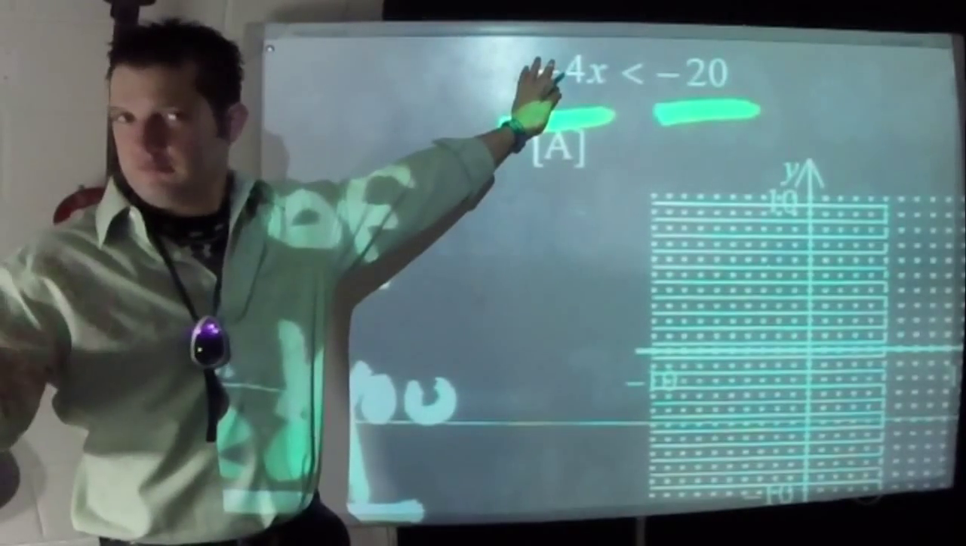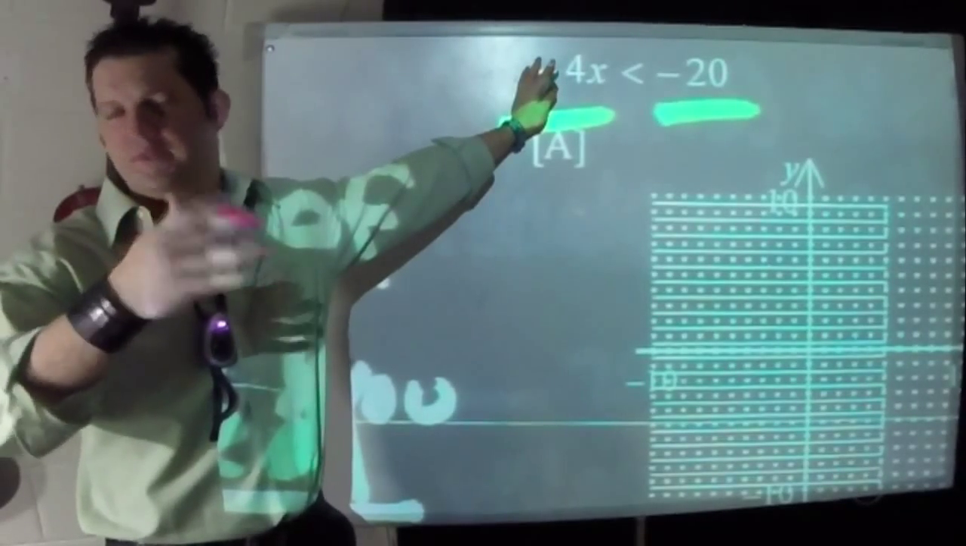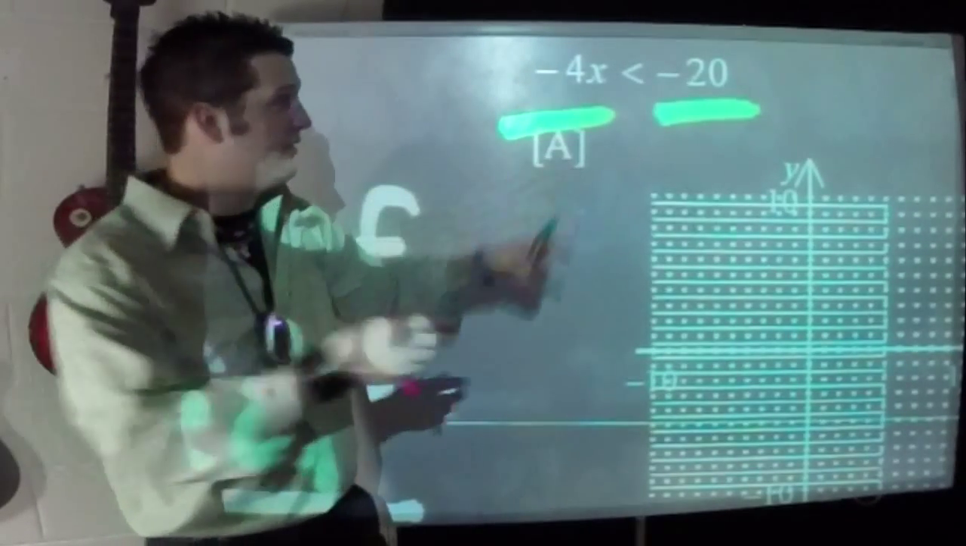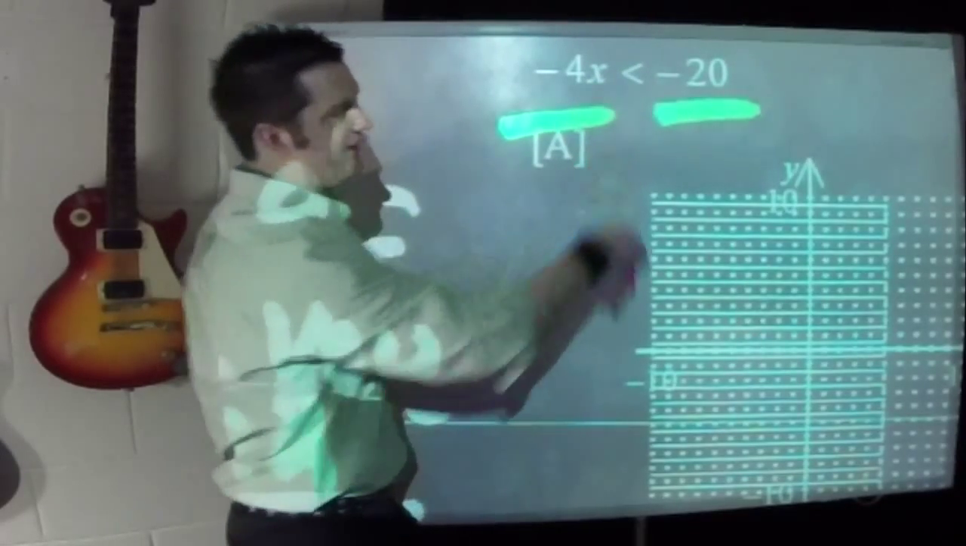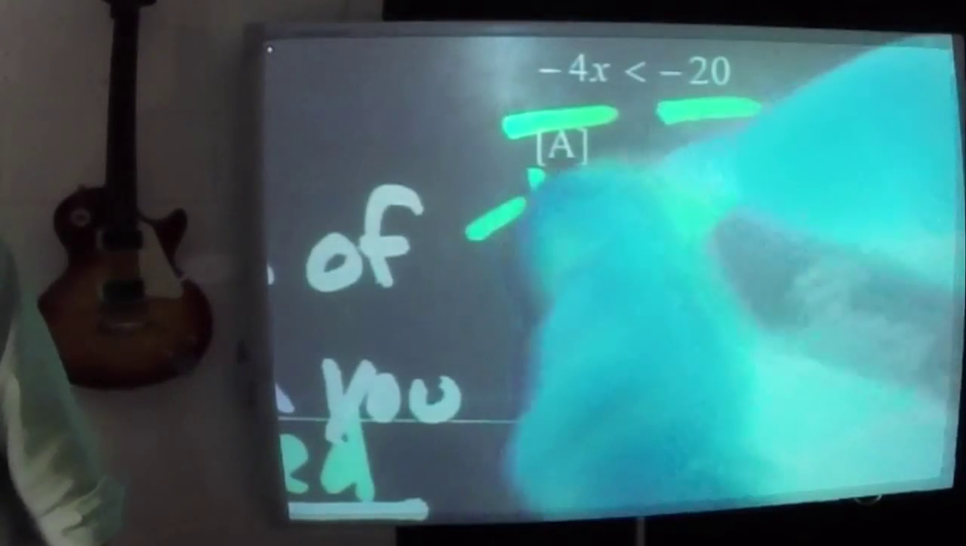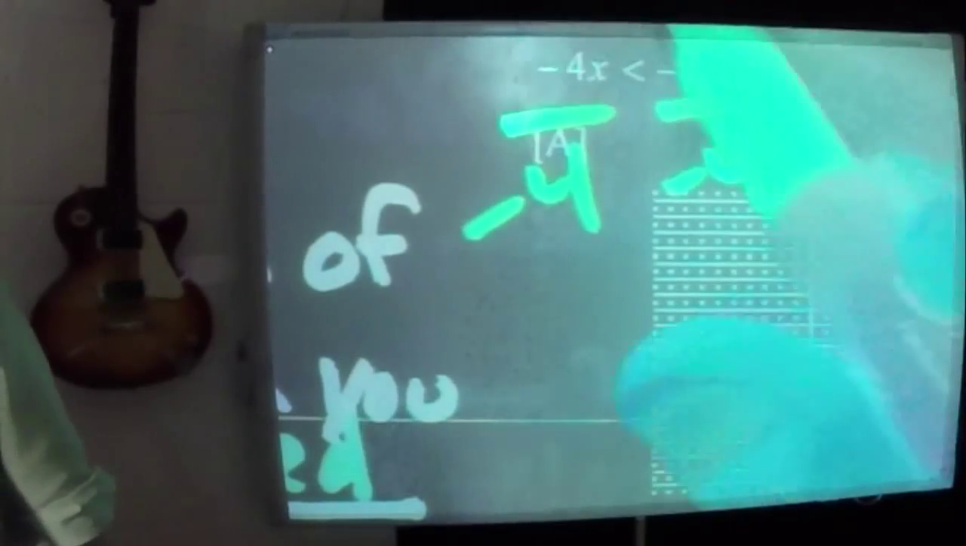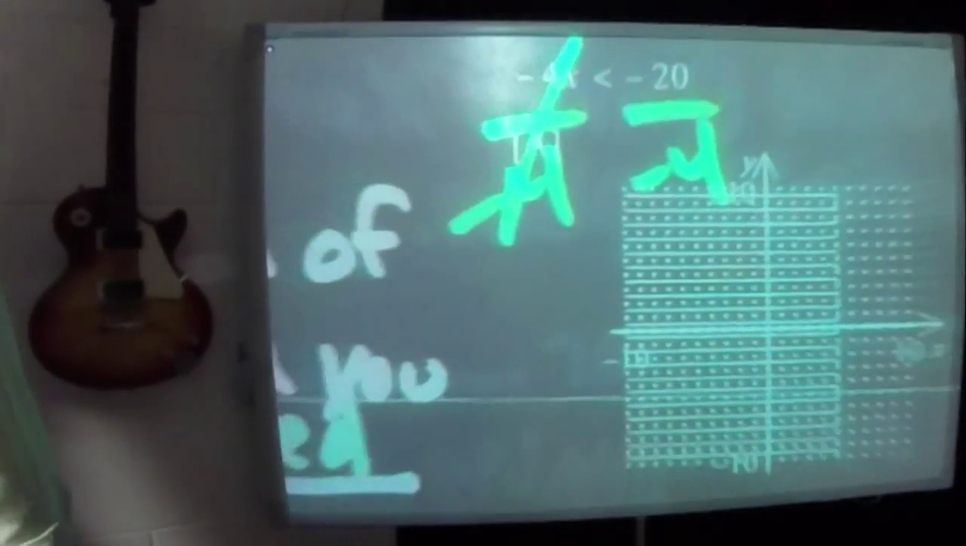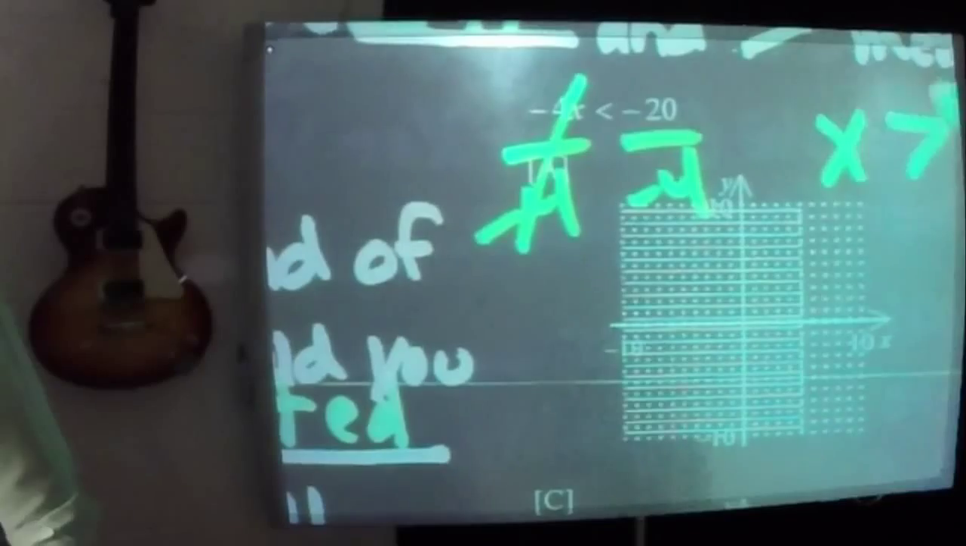Coefficients. How do we take care of it? Divide. Is it negative? Yes. What's that going to do about this? Okay. Sign flip. Keep that in mind. You were less than, but we sign flip to greater than. X is now greater than what? Positive 5.